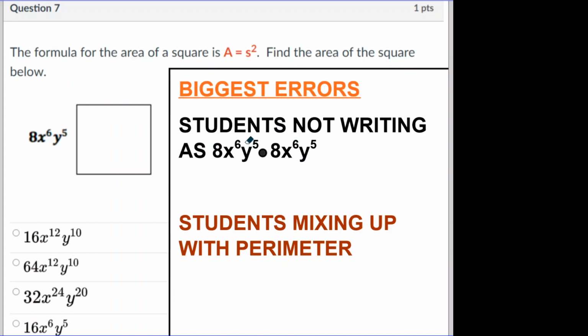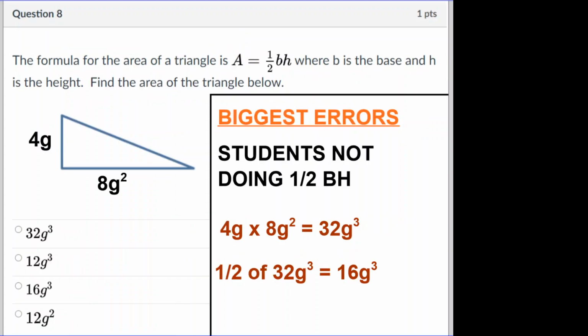Add the exponents together. 6 add 6 is 12, so I can already see that it's going to be this answer here. It was obvious that some people put perimeter for this. They'd labeled all the sides and they'd done 8, add 8, add 8, add 8, and they came up with 32. So just be careful, you're following the instructions in the question.